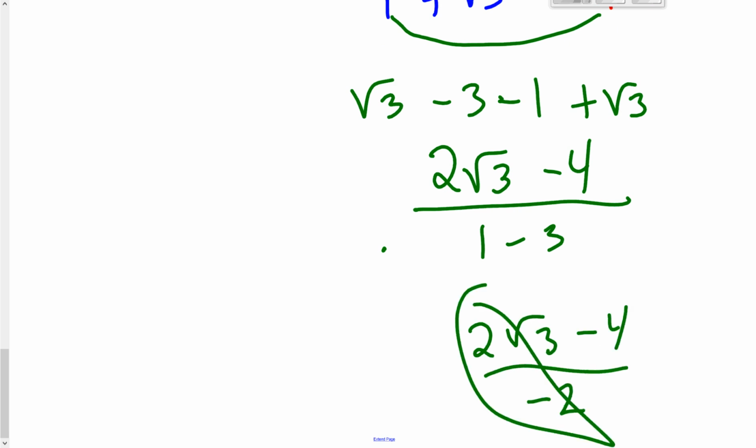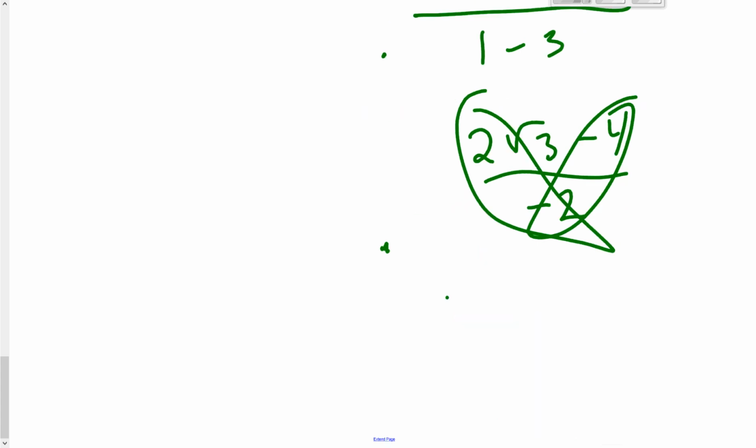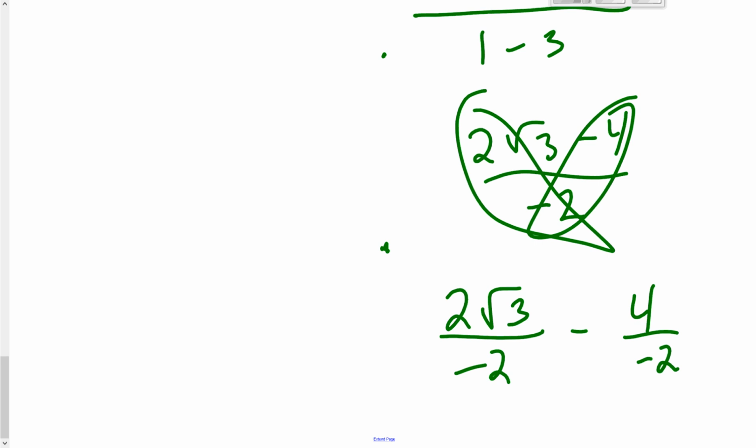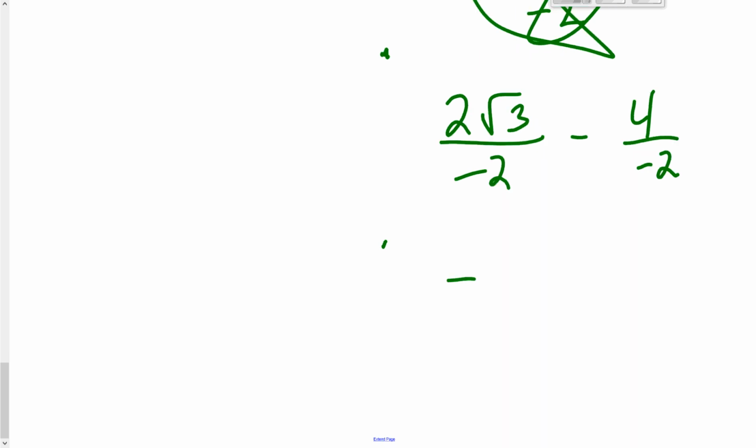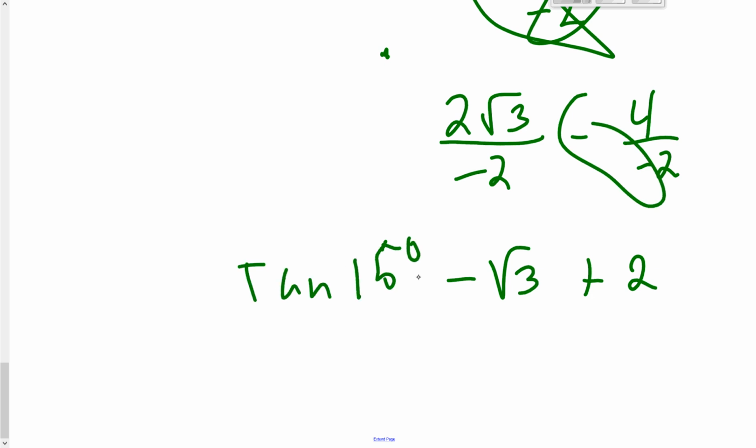Factor out a 2, because we have a common 2. I'll go ahead and factor it out so you can see. Or you could write it as 2 different fractions, like this. You can keep the negative, and subtract 4 over negative 2. So here this would be negative root 3, and this would be positive 2, because a negative and a negative equal a positive. So this is tan of 15 degrees. It kind of looks like 150, but it's 15 degrees. It equals negative root 3 plus 2. Okay, so now number 57.